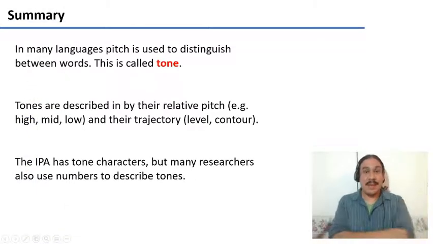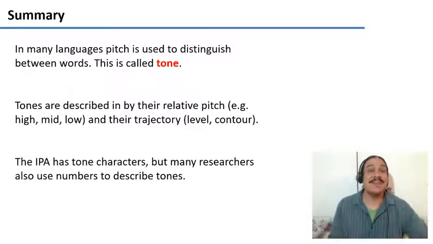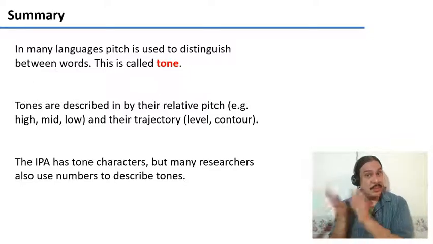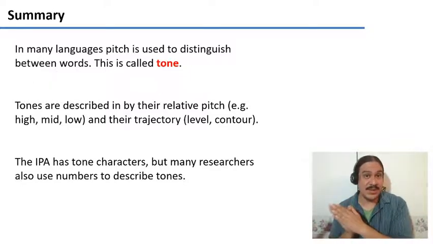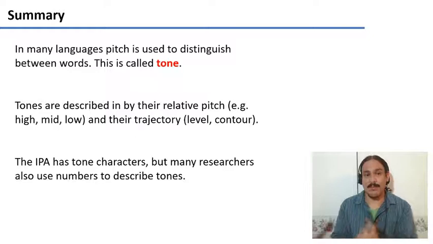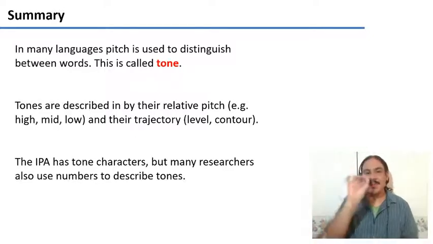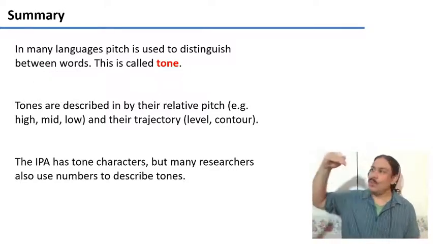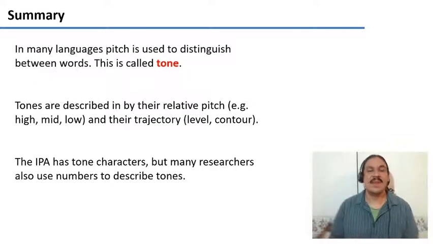So, in many languages of the world, in 40% of the languages of the world, pitch is used not only for prosody, but to distinguish between words, to distinguish the meaning of words. This is called tone. We describe tone by the relative pitch, whether the pitch is high, mid, or low, and by their trajectories, whether they are level or contours. The IPA has a way to describe tone, but also many researchers use numbers, which you might see in literature about tonal languages.